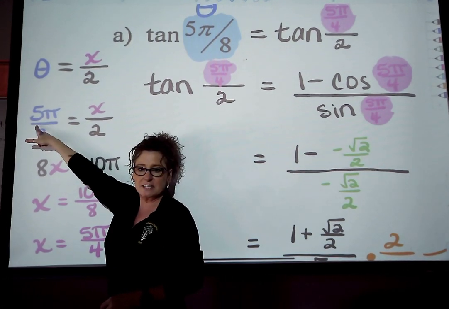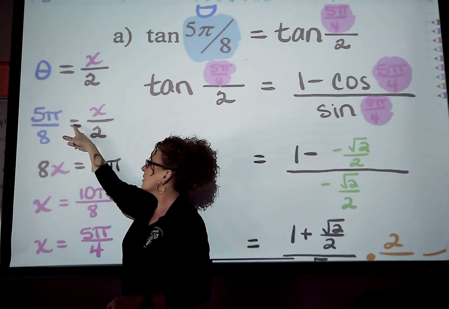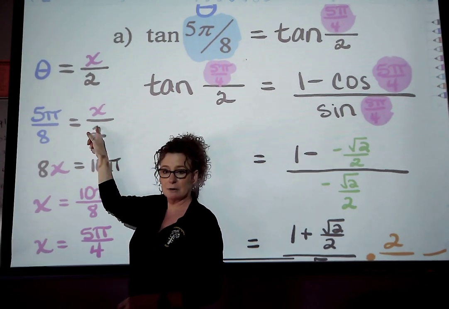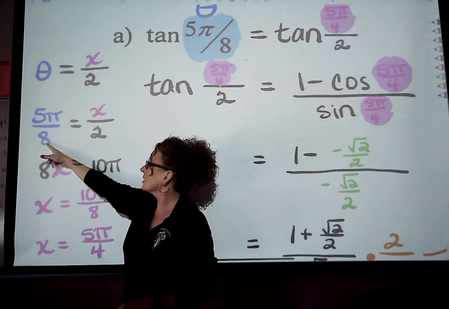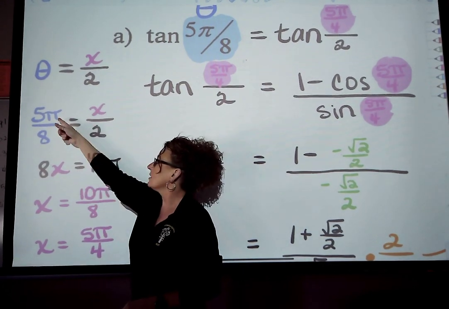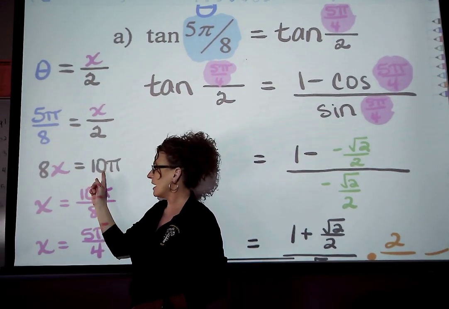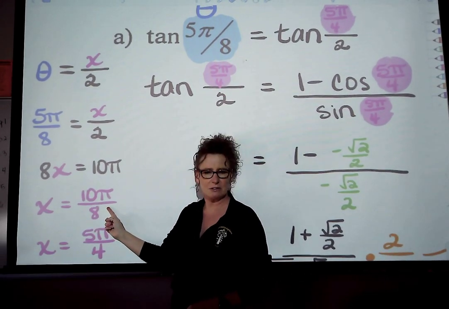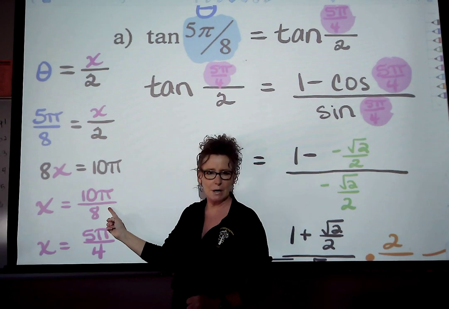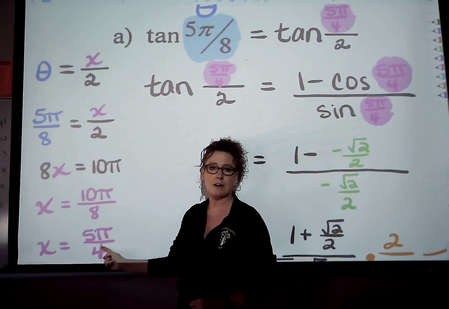This is theta. This is the angle in the problem. I think that it's going to equal some common angle divided by 2. I'm going to cross multiply. I'm going to go 8 times x equals 2 times 5 pi. I'm going to divide both sides by 8. 10 pi over 8, that doesn't sound familiar. Does that sound familiar to you? Nope. Reduce it. 5 pi over 4.